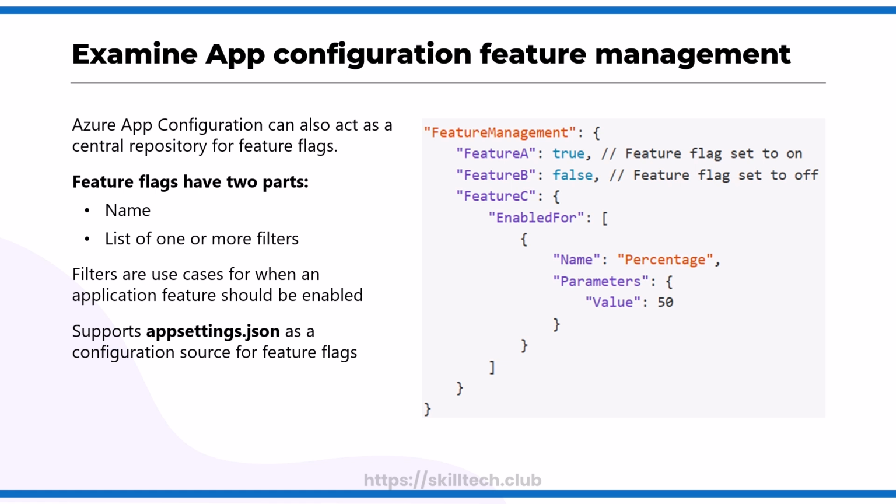Each feature flag has two parts, a name and a list of one or more filters that are going to be used to evaluate if the feature state is on or off. You can see here we have a feature A, feature B, feature C kind of configuration. It's specifying values like boolean true and false. A feature manager is an application package that handles the lifecycle of the feature flag in all the applications. The feature manager typically provides more functionality such as caching feature flags and updating their states.